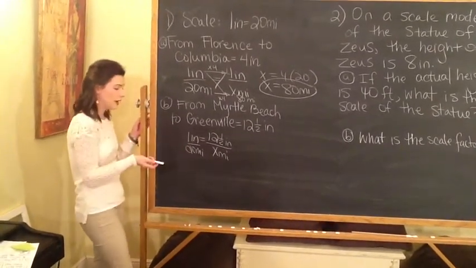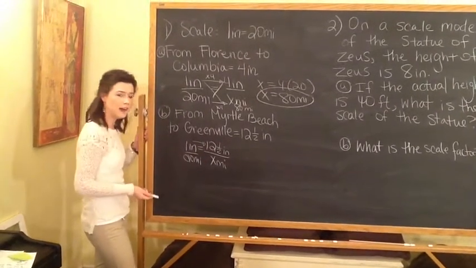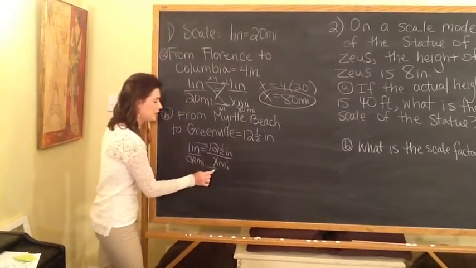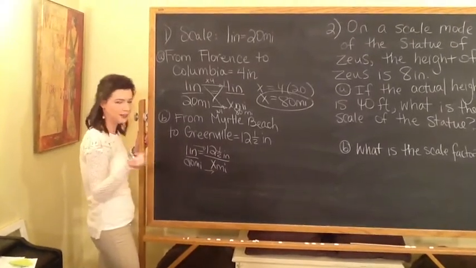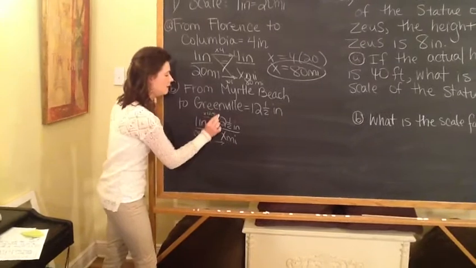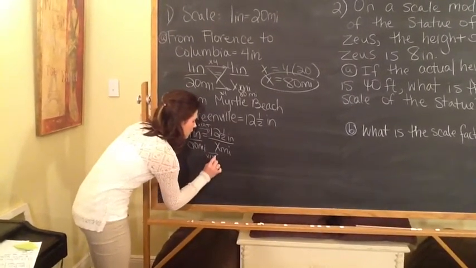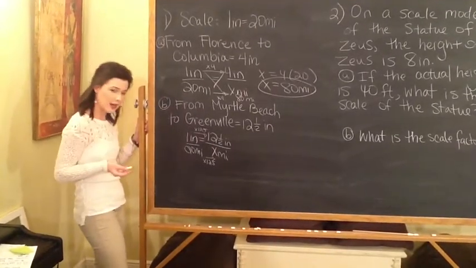So we can do it 2 ways. First of all, figure out what we multiply 1 by to get to 12 1/2, and then we would do the same in the denominator to figure out what x is. So I'm going to go ahead and do it that way first this time. So 1 times 12.5 is going to give you 12 1/2. So if I do 20 times 12.5, I'm going to get whatever x is equal to.